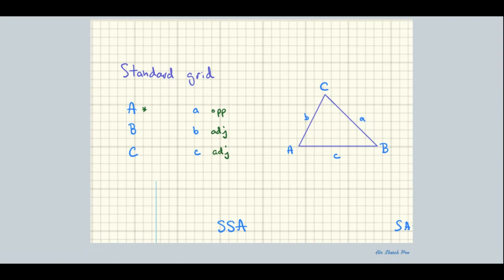Though all the things I say would work if one of these is a right angle too, but there's the idea. For any particular angle, there's going to be one side that's opposite, two sides that are adjacent. The side that's opposite has the same name. The sides that are adjacent have different names. Okay? So opposite is across, adjacent is anything that's not across.